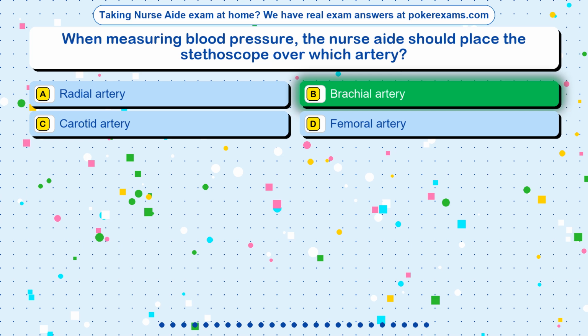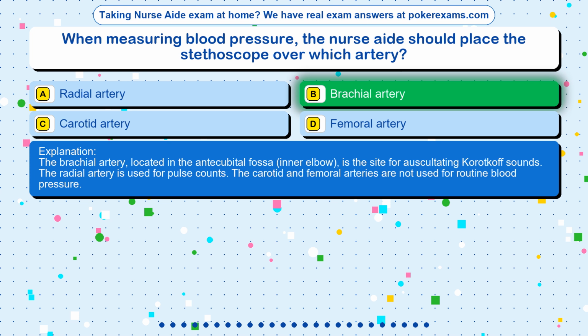The correct answer is option B, brachial artery. The brachial artery, located in the antecubital fossa, inner elbow, is the site for auscultating Korotkoff sounds. The radial artery is used for pulse counts. The carotid and femoral arteries are not used for routine blood pressure.